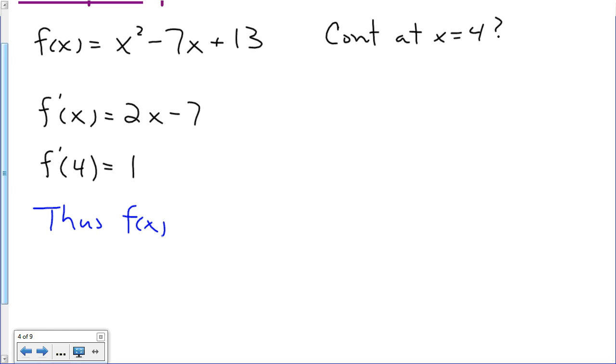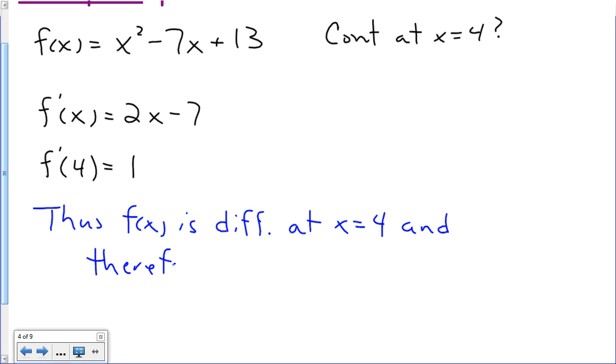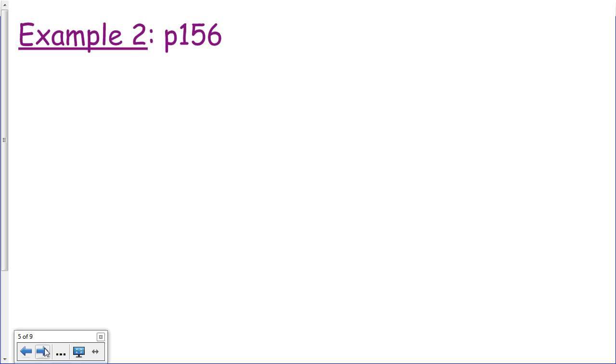Thus, f of x is differentiable, I'll abbreviate that, at x equals 4. And therefore, f of x is continuous, I'll abbreviate that as well, at x equals 4. Differentiability implies continuity. If I can show that my function is differentiable at a point, I automatically get continuity with it. All right, so that's using that first property we looked at. Let's take a look at another example.